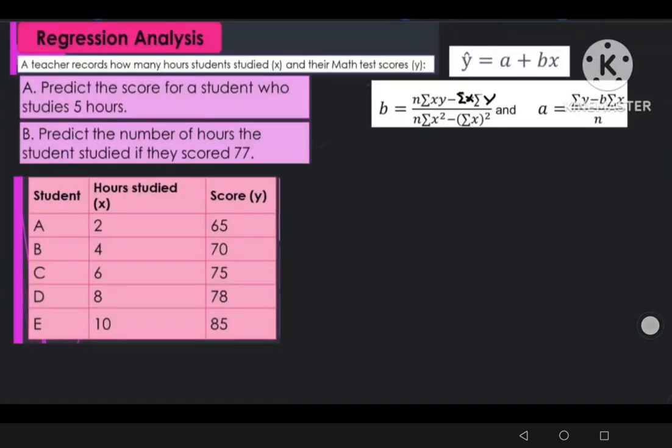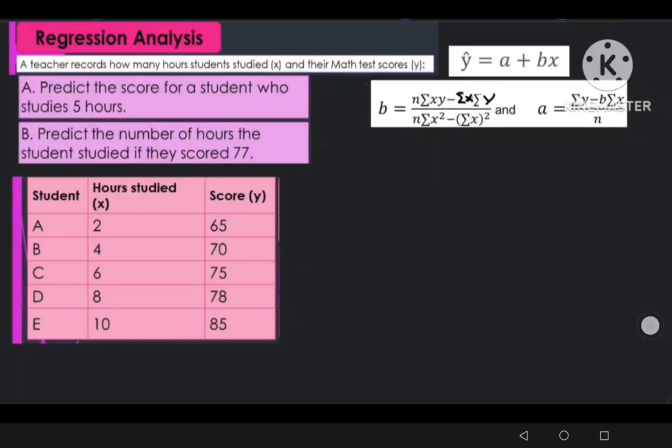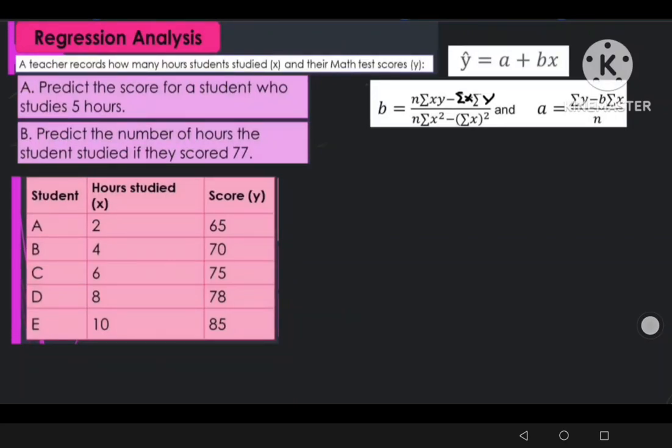We have here our regression analysis example. A teacher records how many hours students studied, that's the variable x, and their math scores, that's our variable y. We are going to predict, letter A, the score for students who studied 5 hours, and letter B, the number of hours a student studied if they scored 77. So we have here our given number of hours and given scores, which is our variable y. And we have 5 students, representing A, B, C, D, and E.